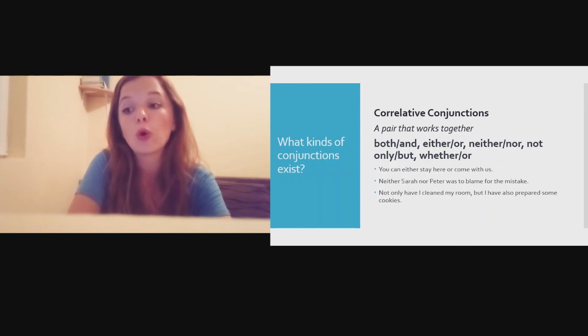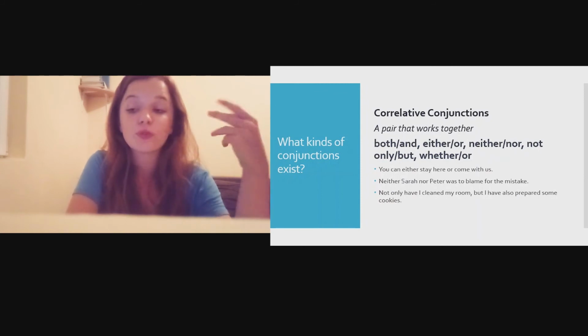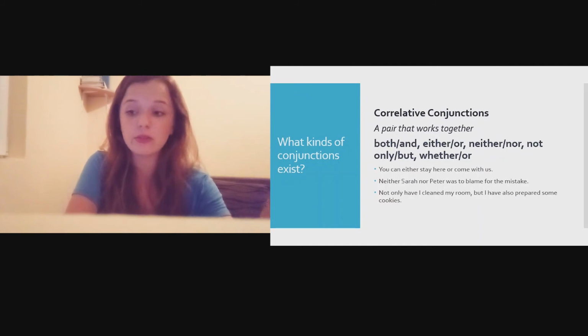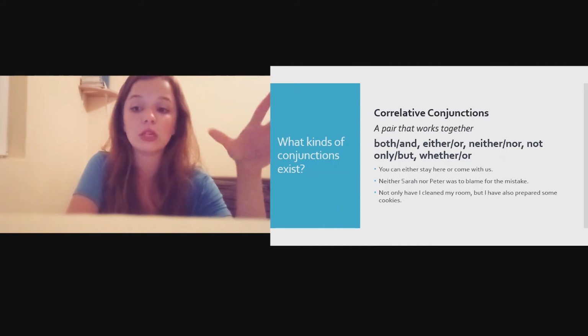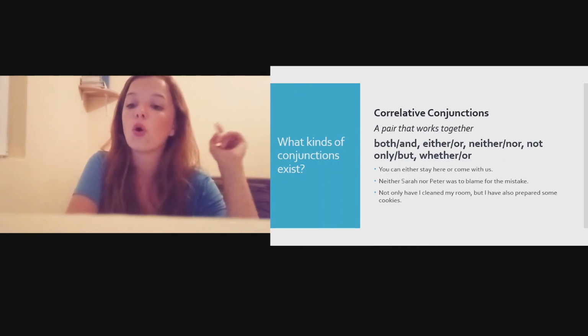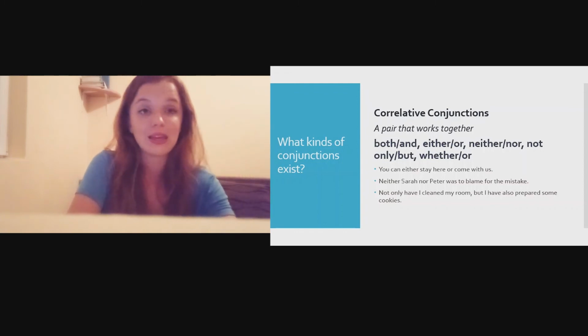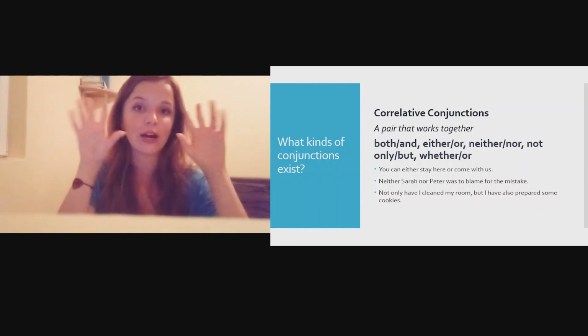Then we have correlative conjunctions. These are a pair of conjunctions that often work together, like both and, either or, neither nor, not only but also, and whether or. So you can either stay here or come with us. You have two options.